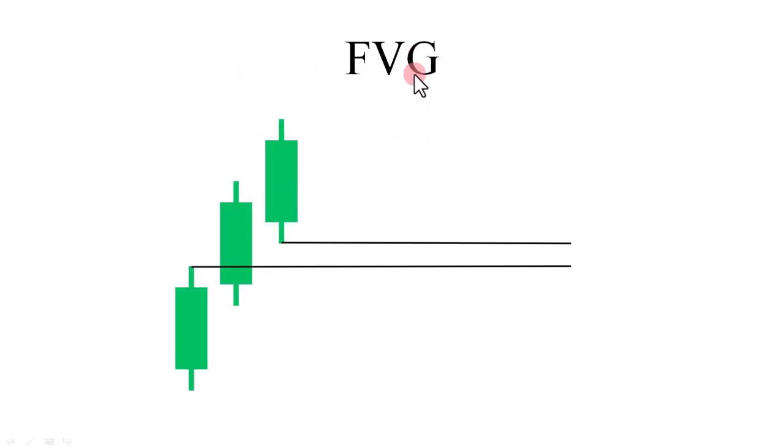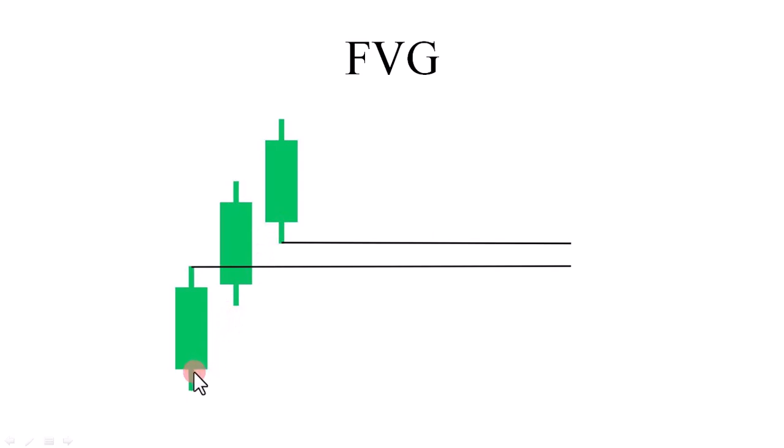Now, this is the first example of an inefficiency, which I think is very common. This is a traditional FVG, fair value gap. Some people call it imbalance, some people call it inefficiency, some people call it fair value gap. But I think everything just means the same thing. This is just the traditional fair value gap.